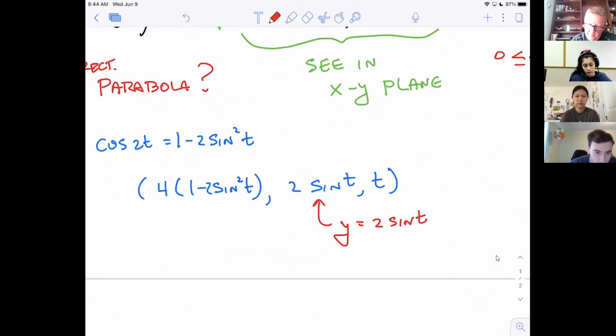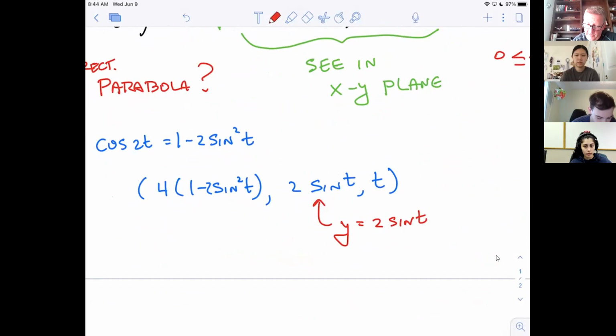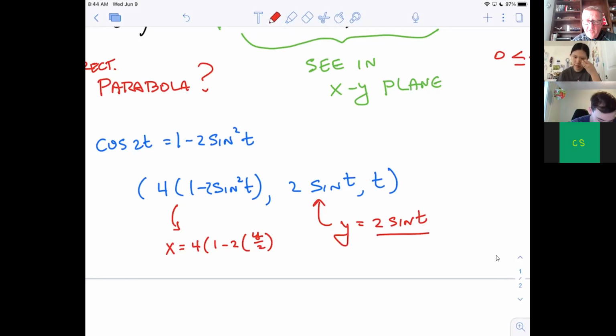Well, then now that we know that, does it make sense that because I rewrote the x coordinate over there, now I have a shot at writing that in the same way? So let's take a look at what this would say then. If that's true, then this would be x equals 4 times 1 minus 2 times the sine of t squared. Well, what's the sine of t though? Isn't it y over 2? I mean, from this over here, if I resolve that for sine, isn't sine y over 2? Do you agree with that?